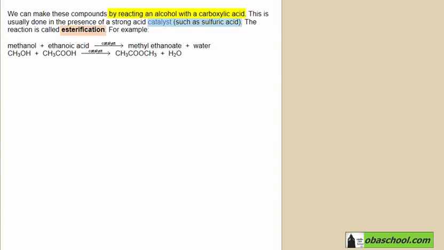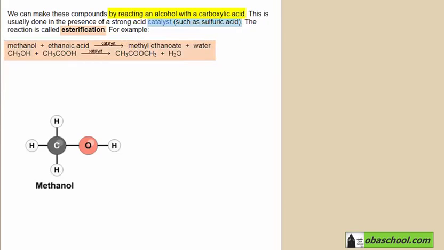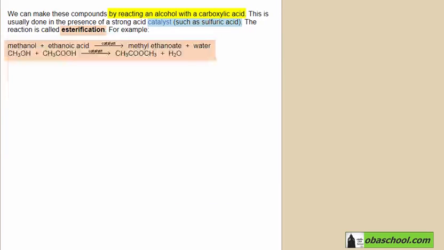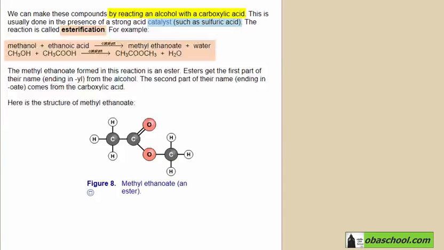So now we will examine the esterification reaction. As an example, we will use methanol and ethanoic acid. So the alcohol in this case is methanol and the carboxylic acid is ethanoic acid. These two will react in the presence of a catalyst, such as sulfuric acid, to produce methyl ethanoate and water. So methyl ethanoate is the ester produced.